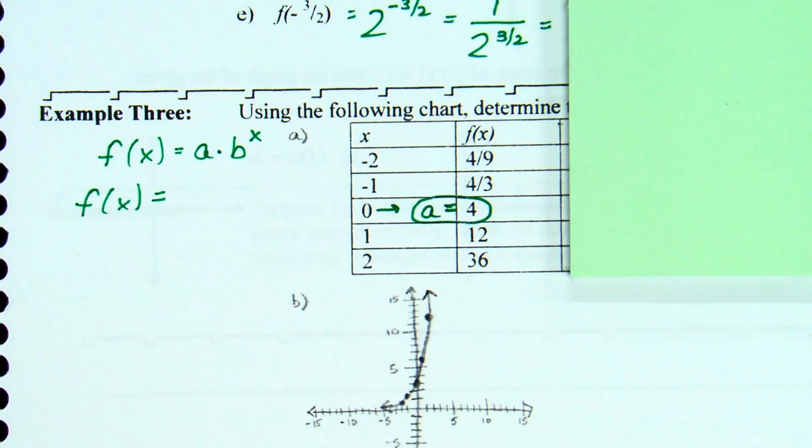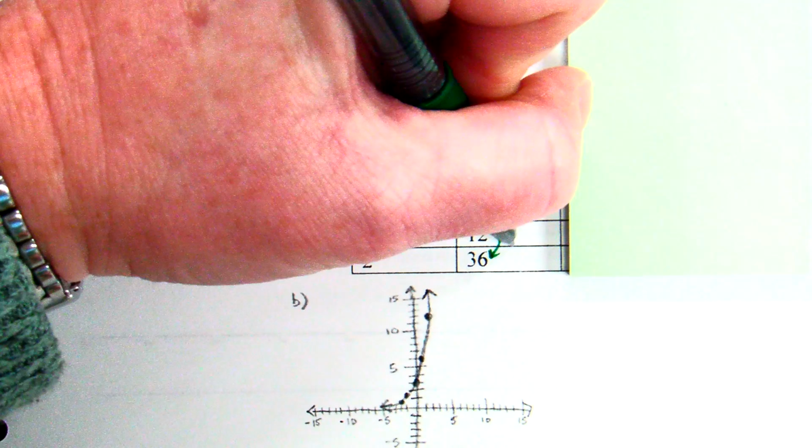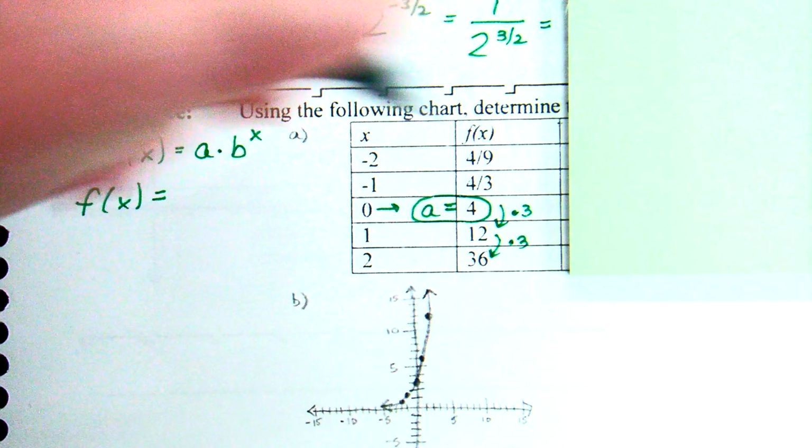Now, for the base, ask yourself, how do we get from 4/9 to 4/3? How do I get from 4/3 to 4? How do I get from 4 to 12? And how do I get from 12 to 36? Multiply by 3. And where was that easiest to figure out? Right there, it's easiest to see, to go from 4 to 12, it's times 3. To go from 12 to 36, it's times 3. Does it work on the others?